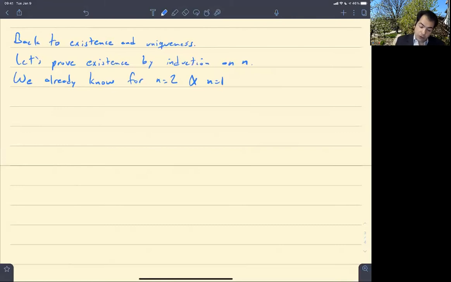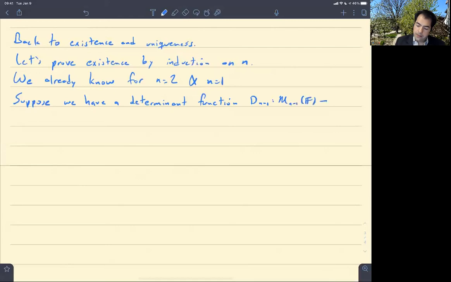So suppose inductively that we have a determinant function d_{n-1} from square matrices of size n minus 1 to the field. And let's use this determinant function to define a determinant on matrices of size n by n.